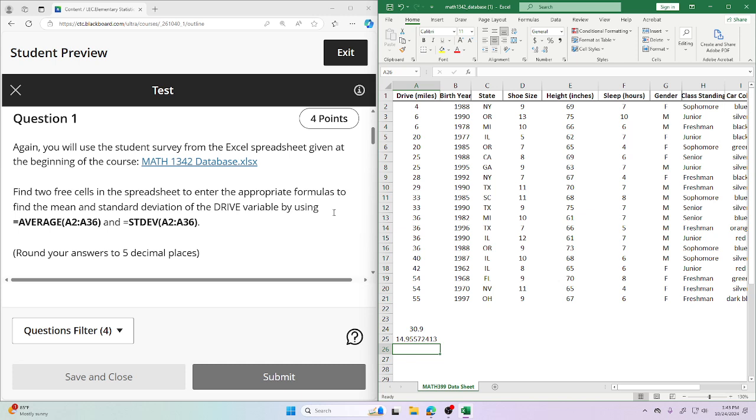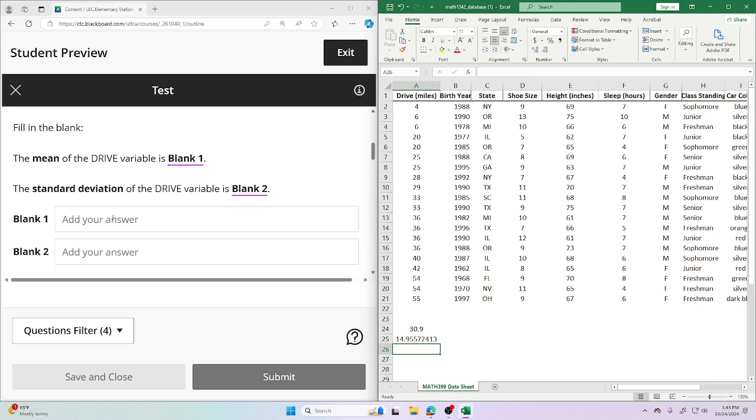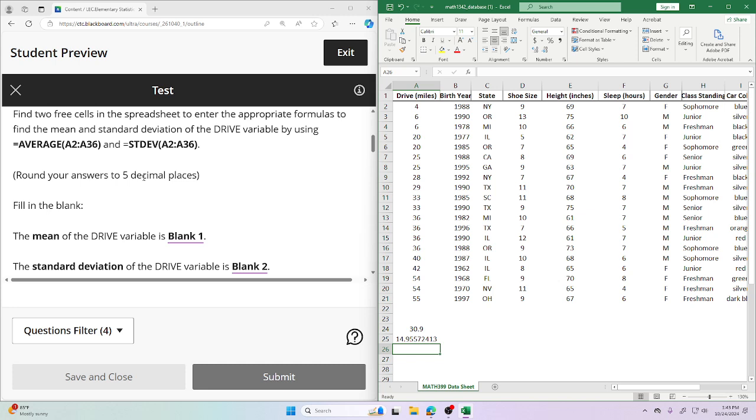Yeah, I like it. Cool. And then yeah, the STDEV kind of thing. So I got them. Now on the chapter application, they're wanting you to type these in, and they say round to 5 decimal places.